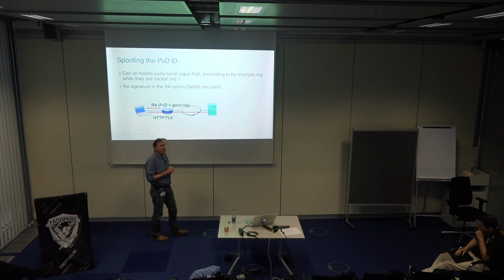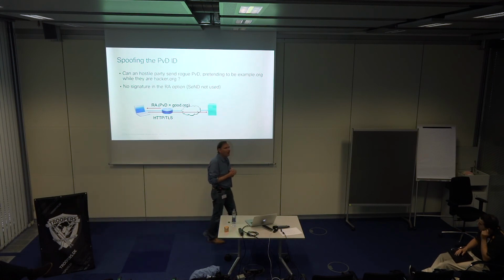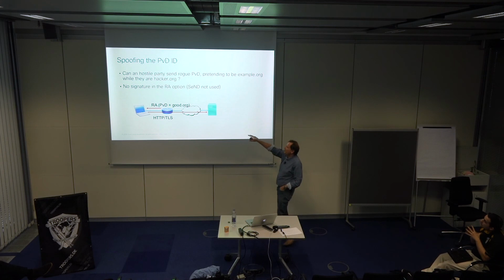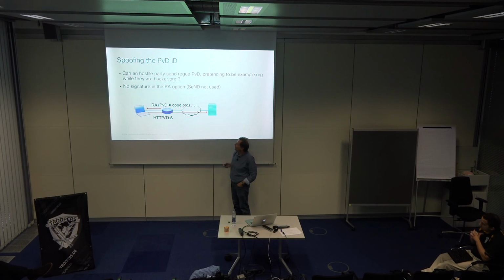Now, the rogue PVD, or spoofing the PVD ID, is more challenging, right? Repeat: a route advertisement sends a PVD advertising good.org, for instance, and the host fetches the JSON file over HTTP/TLS. We don't use SEND, Secure Neighbor Discovery, right? It's been dead for a long time.